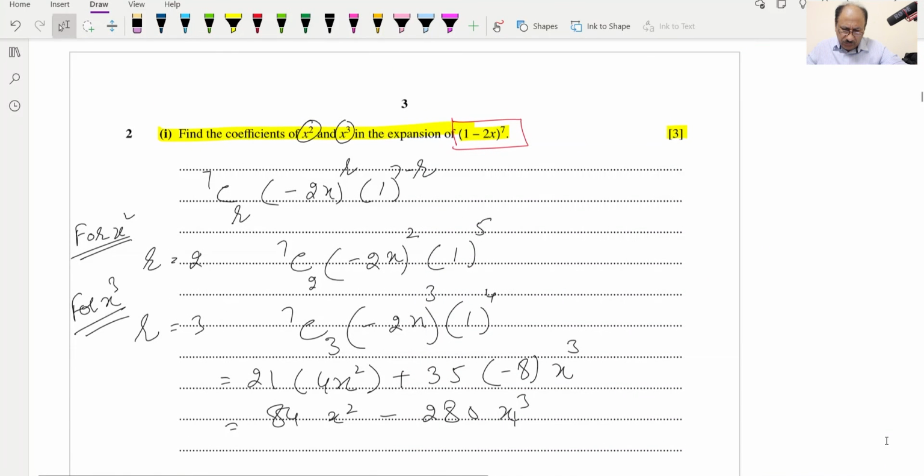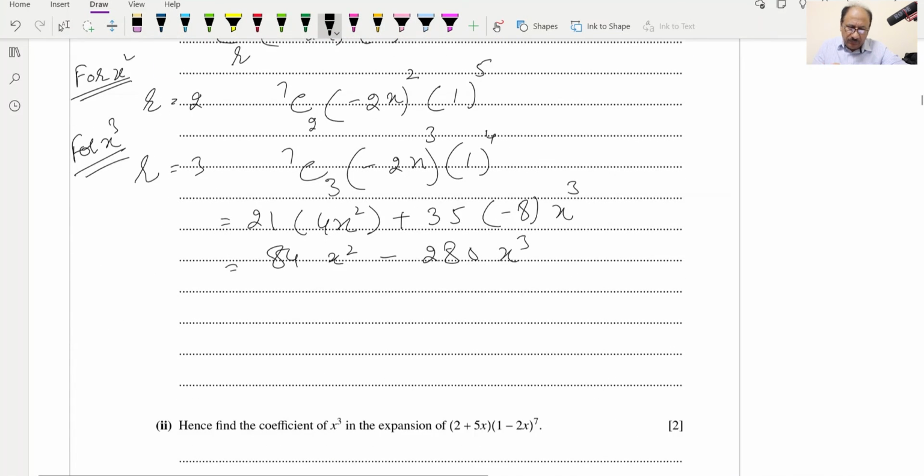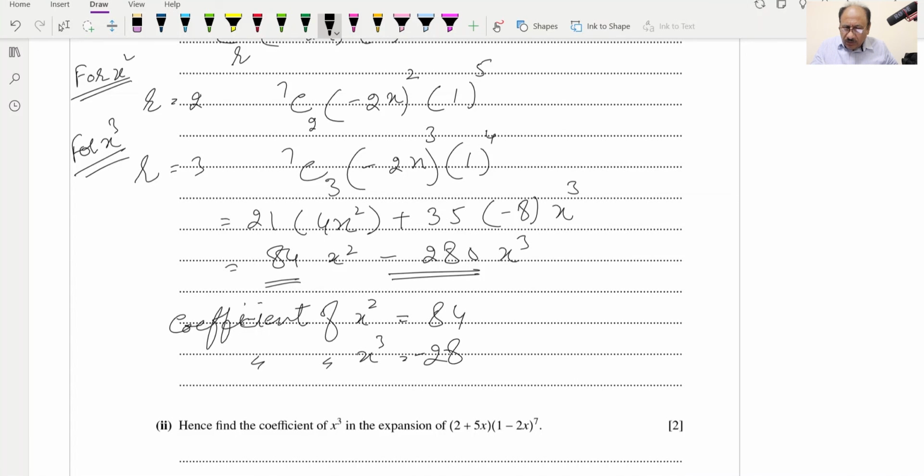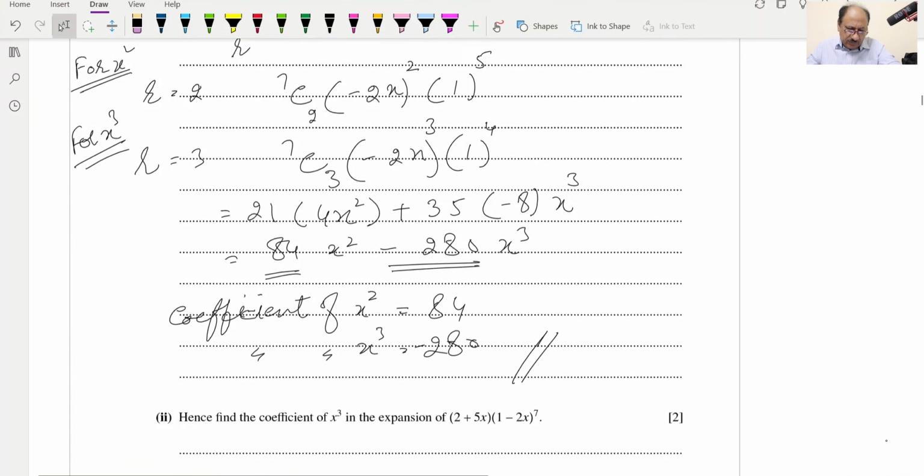Now, these are the terms. For x squared, we find the coefficient: the coefficient of x squared is 84 and the coefficient of x cubed is minus 280. This will be our answer for this 3-mark part.